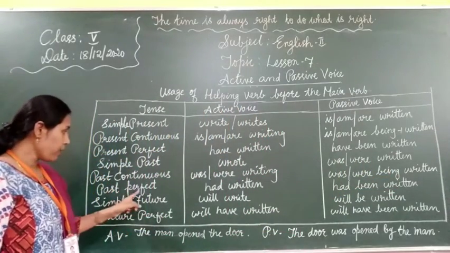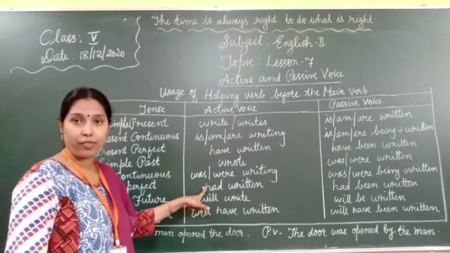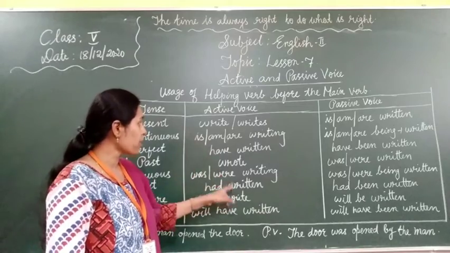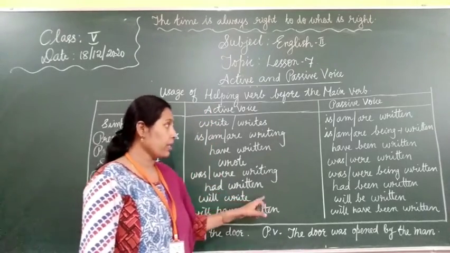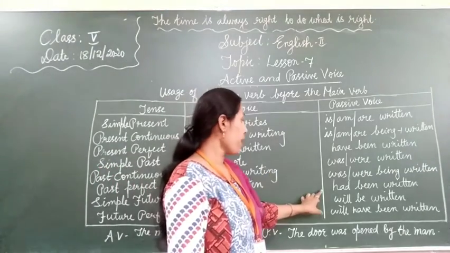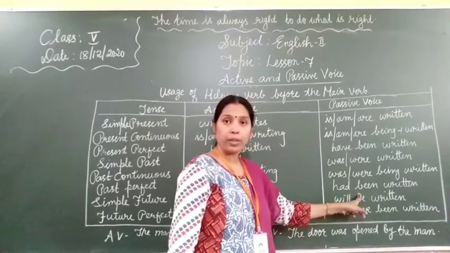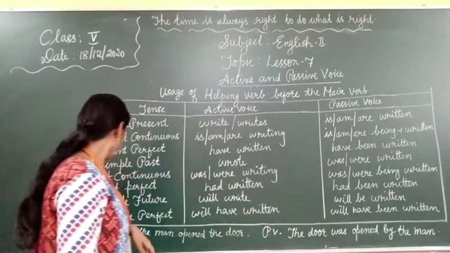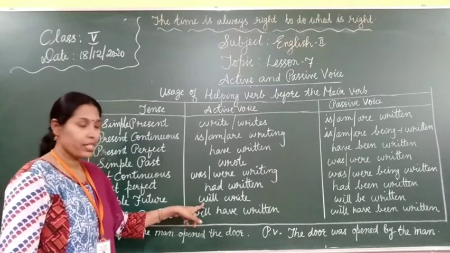Next, past perfect tense, had written. That is the form for past perfect tense, right? Had plus past participle. That is, the past participle of write is written. So in active voice, had written, then when we change to passive voice, had been written. We have to add been. Okay, had been written.